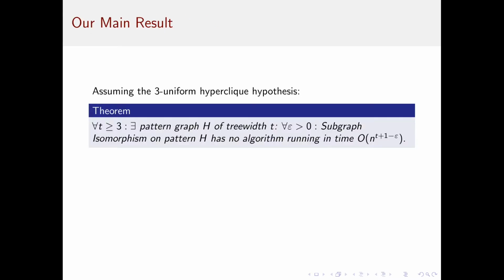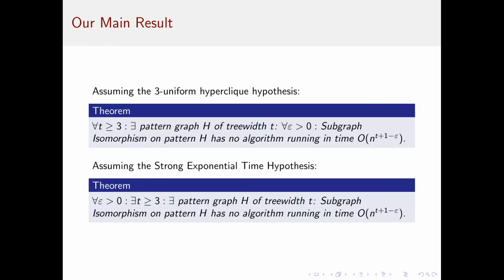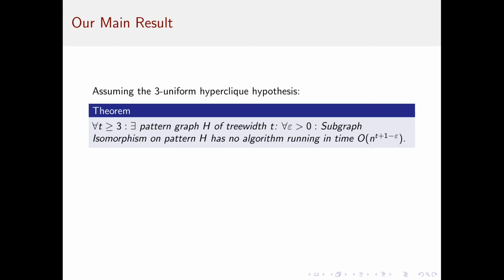Okay, so now that we've seen our hypothesis, let's go ahead and state our main result. There are actually two of them. The first one is under the 3-uniform hyperclique hypothesis, and the second one is a slightly weaker result under the strong exponential time hypothesis, so SETH. Okay, so let's go through them one by one.